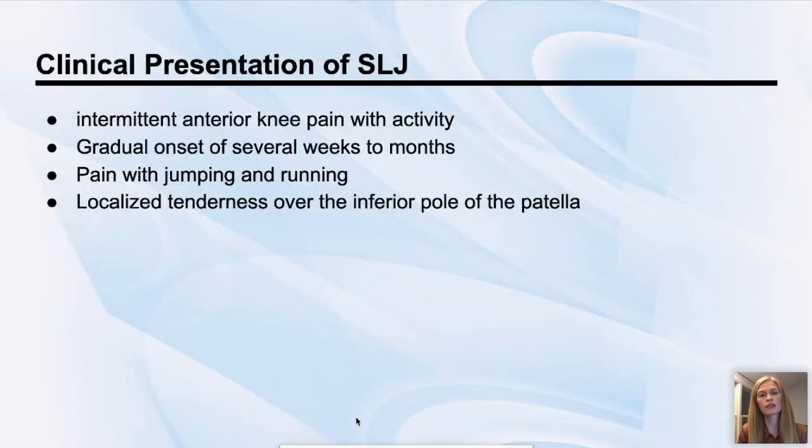Clinical presentation of SLJ is similar to OSD: intermittent anterior knee pain, pain with activity, gradual onset over several weeks to months, pain with jumping and running, and localized tenderness over the inferior pole of the patella, which is the main difference, the location of the tenderness.